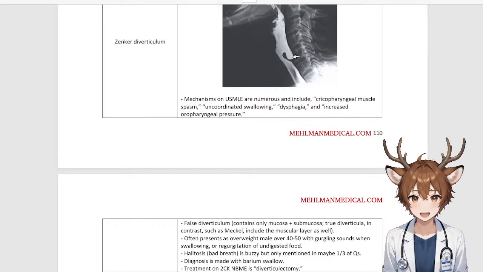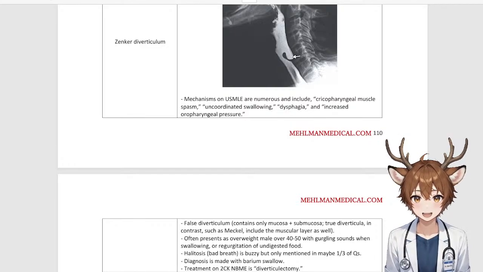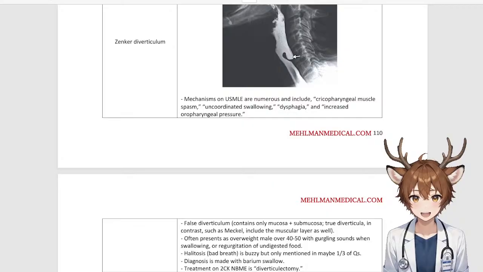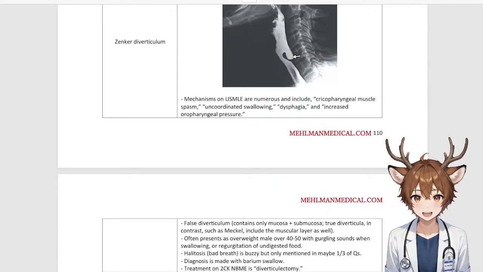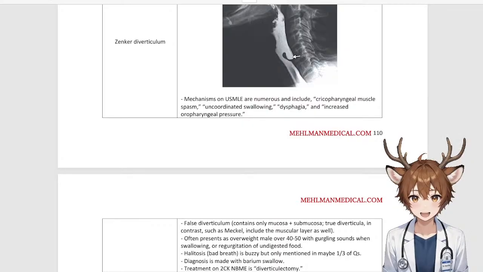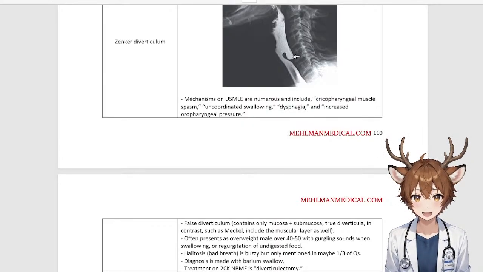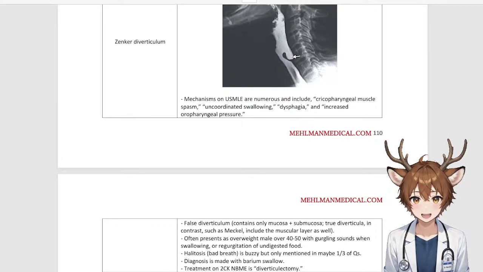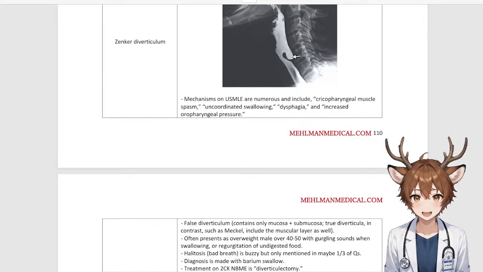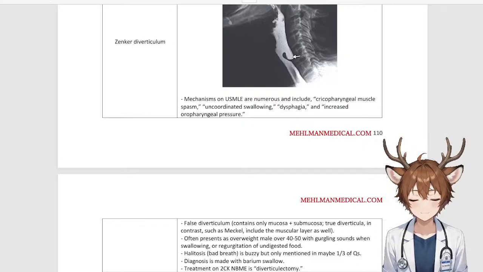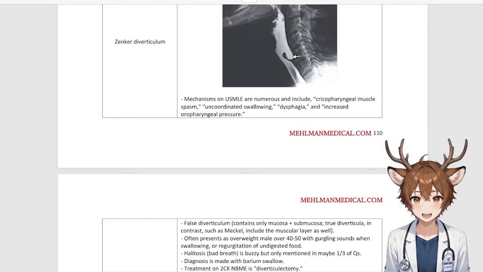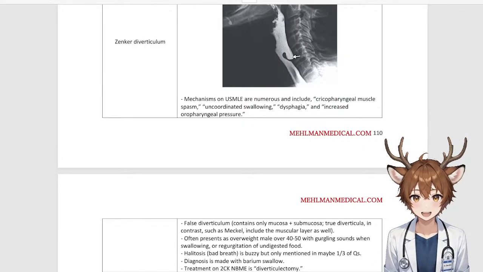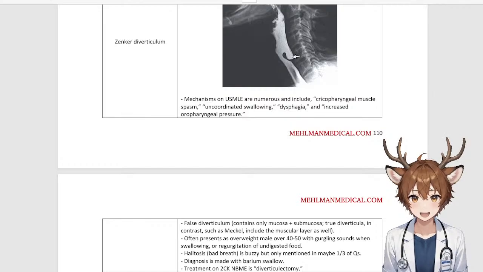Often presents as an overweight male over 40 or 50 with gurgling sounds when swallowing or regurgitation of undigested food. Halitosis, or bad breath, is a buzzword but only mentioned in maybe a third of the questions. Diagnosis is made with barium swallow. Treatment on the 2-CK NBME is diverticulectomy, so just removing the thing. Again, a false diverticulum only involves the mucosa and submucosa. A true diverticulum goes to the actual muscle itself, and that's called a Meckel's diverticulum.